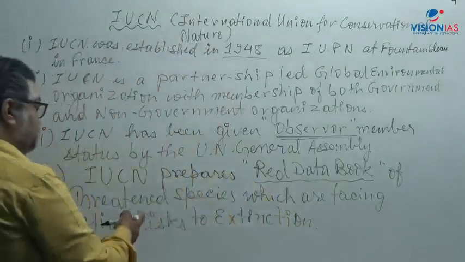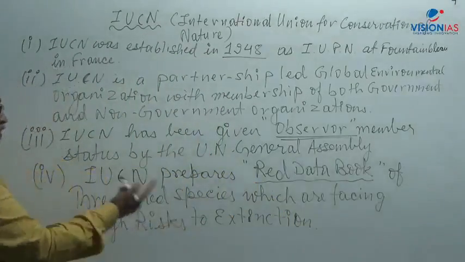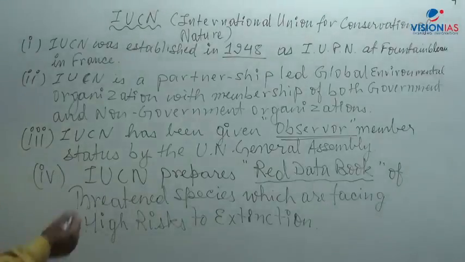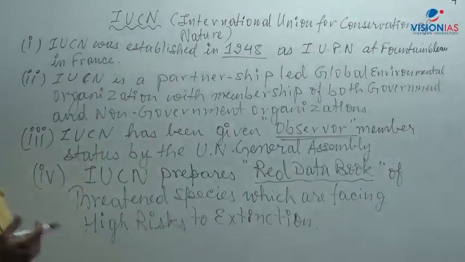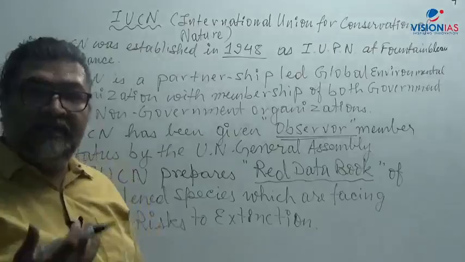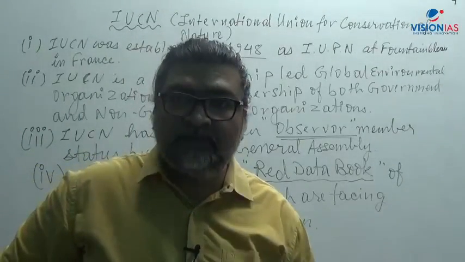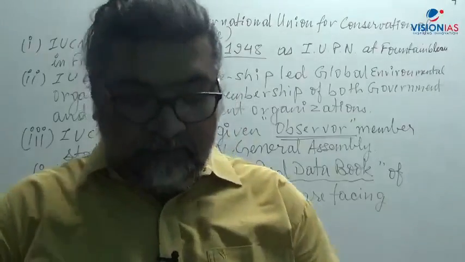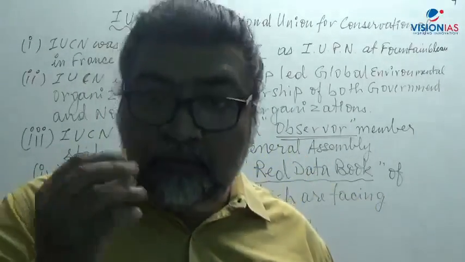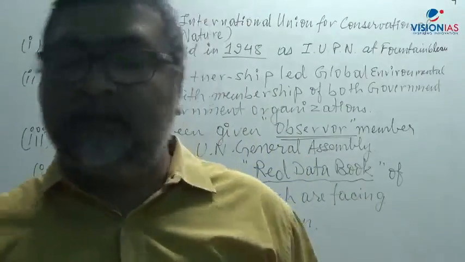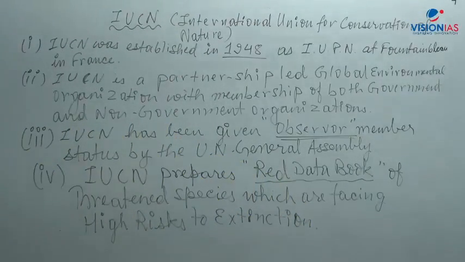So this is where the extinction part comes in, the risk of extinction. And there are 9 categories. How many categories are there? There are 9 categories under which the species are categorized. This is where I am writing the points on the whiteboard to give you some understanding, and I'll supplement it again. Now let's look here.